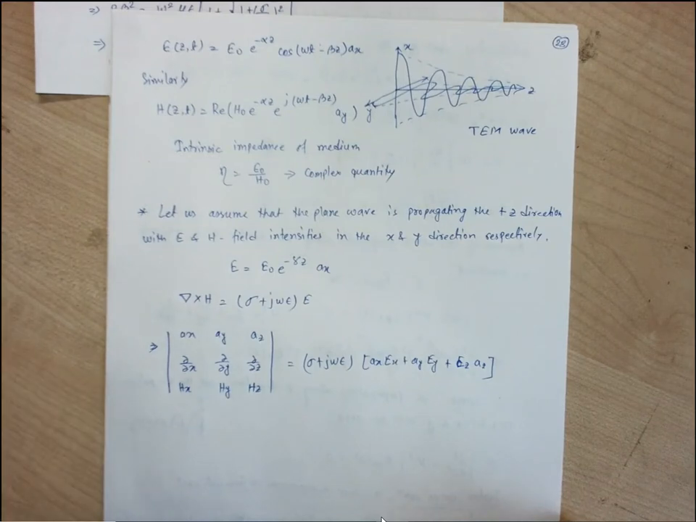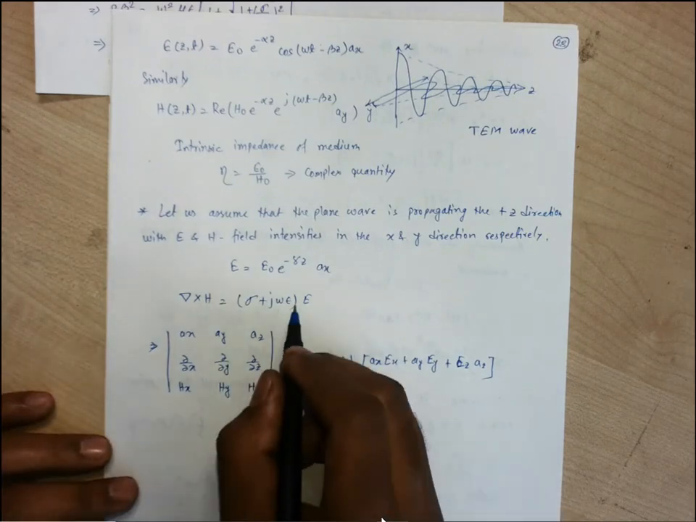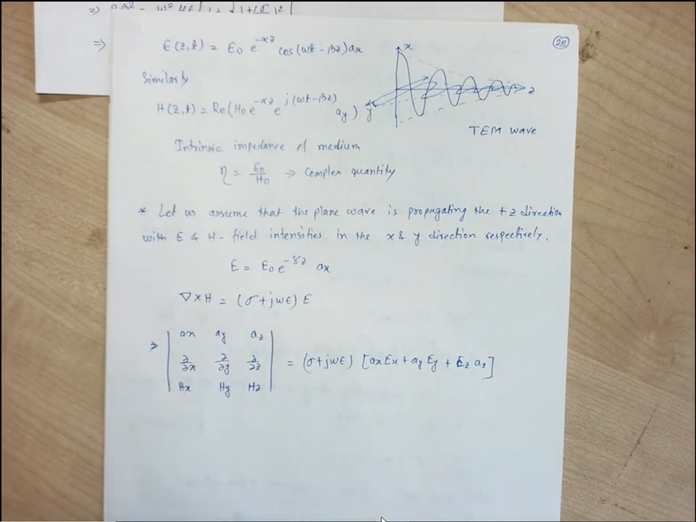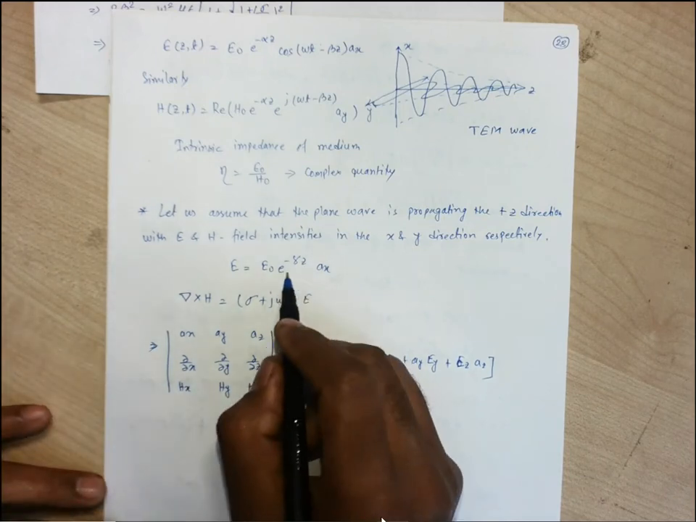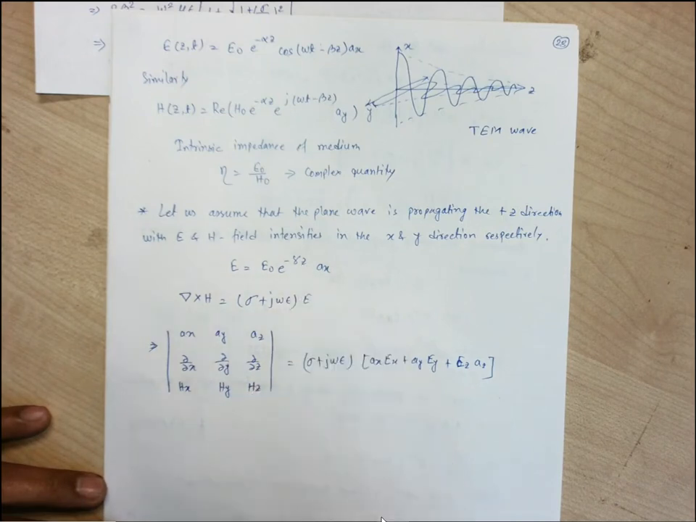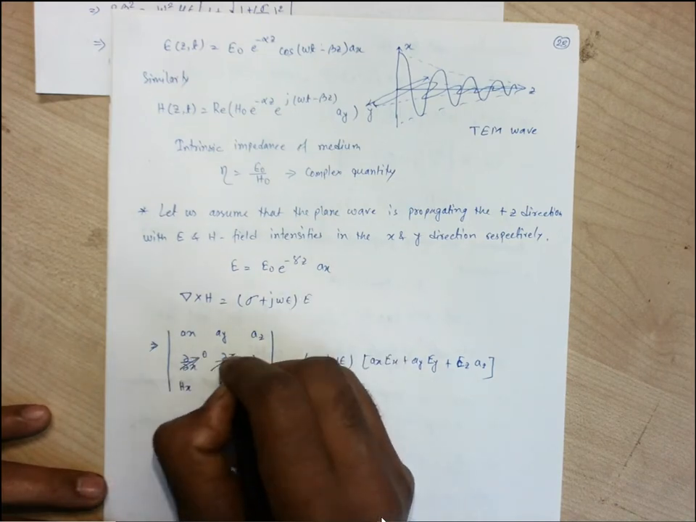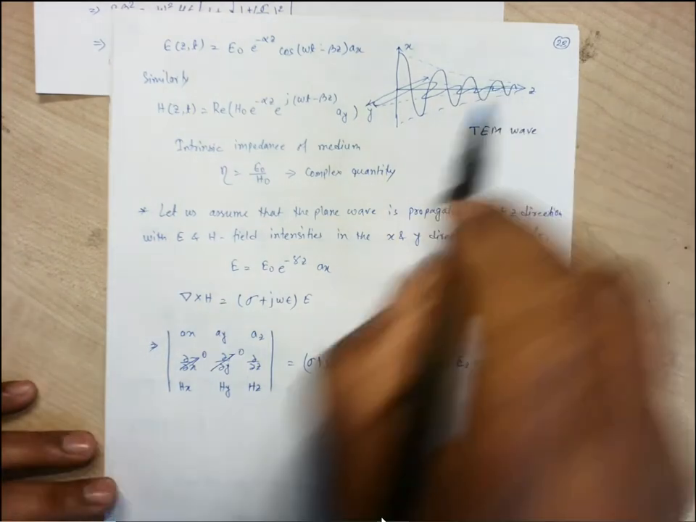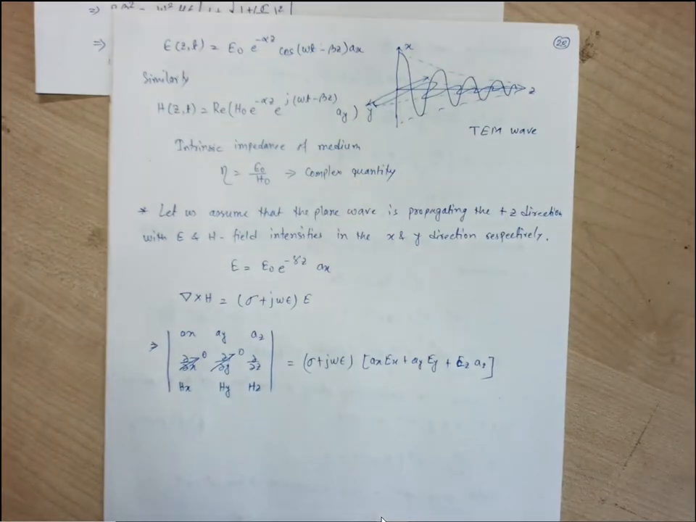So what we have considered? We have considered that the variation of the wave is only with respect to z. So this variation should be 0. If the wave is having the variation in a particular direction, there should not be any field component along that direction. Just try to understand.